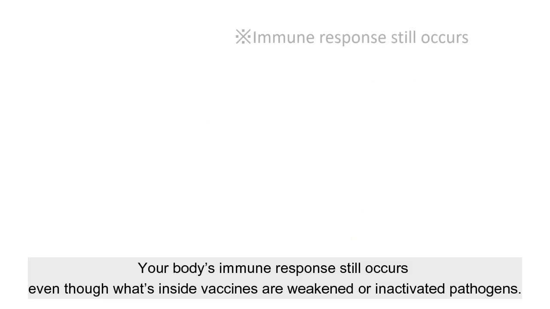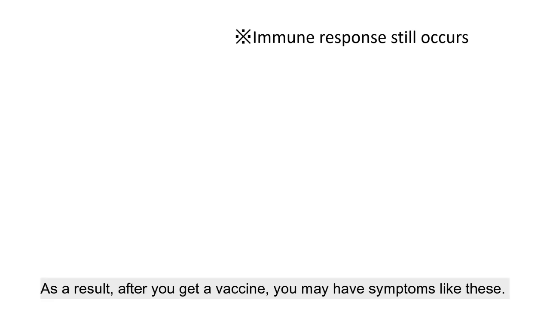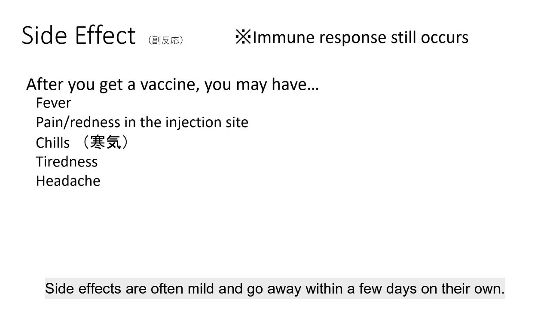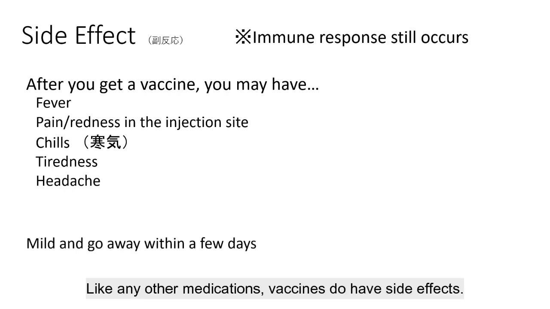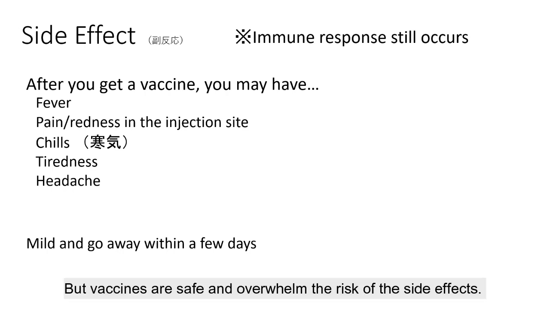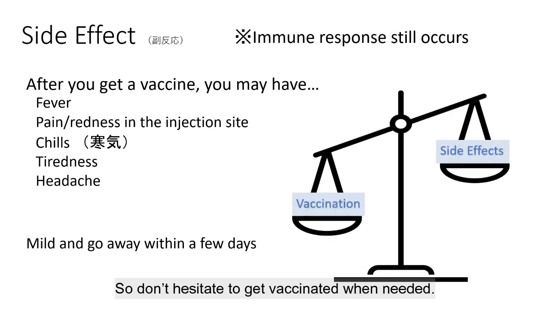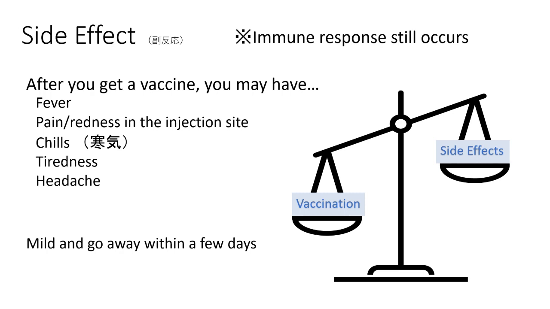Your body's immune response still occurs even though what's inside vaccines are weakened or inactivated pathogens. As a result, after you get a vaccine, you may have symptoms like these. These are called side effects. Side effects are often mild and go away within a few days on their own. Like any other medications, vaccines do have side effects, but vaccines are safe and the benefits overwhelm the risk of the side effects. So don't hesitate to get vaccinated when needed.